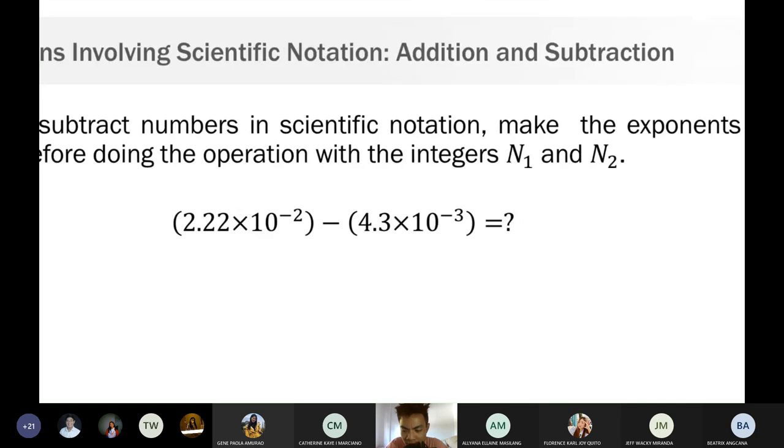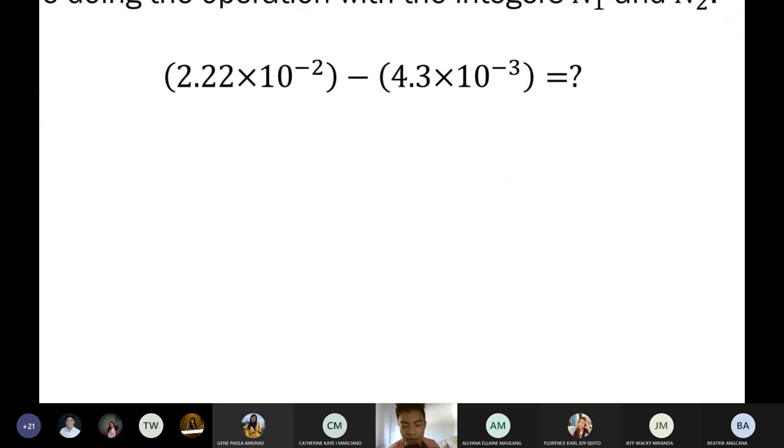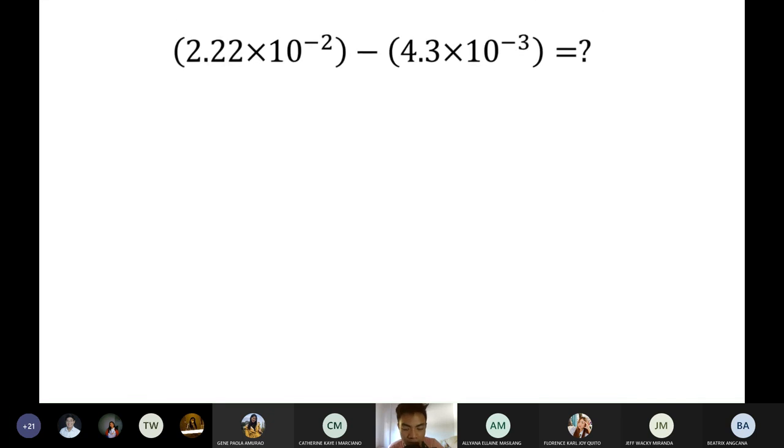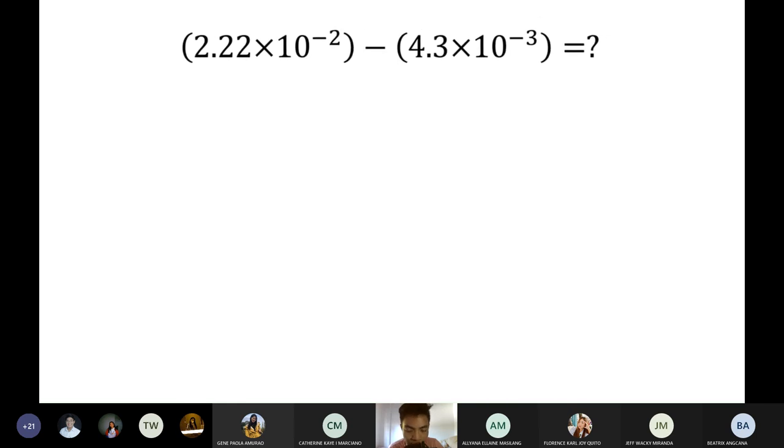One more example. So let's try this one. So we have 2.22 times 10 raised to negative 2 minus 4.3 times 10 raised to negative 3. So again, we should make their exponents the same. Okay, so the one exponent is negative 2 and negative 3 for the other one. So we should make them the same. How? By moving your decimal point.